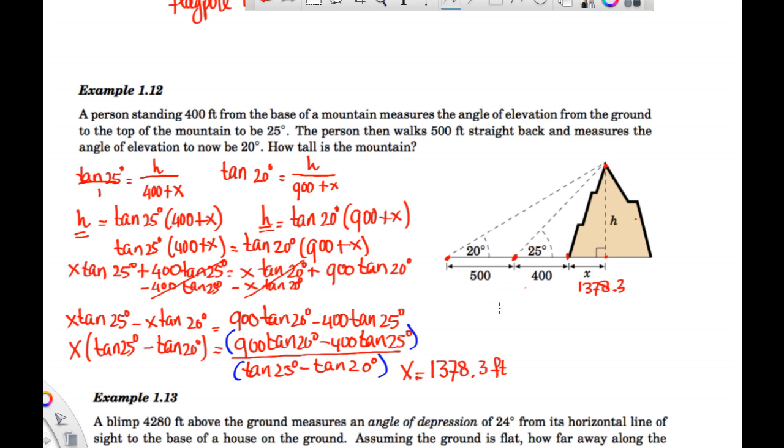Okay, well that doesn't answer the question actually, because I wanted to know the height. So take this x and put it in either one of these two. So you have a height here and a height there. So it doesn't matter which one you use. So we're going to use the first one, tangent of 25 degrees times 400 plus 1,378.3, and when you do this you'll get a height of 829 feet. Decent sized mountain. Okay.